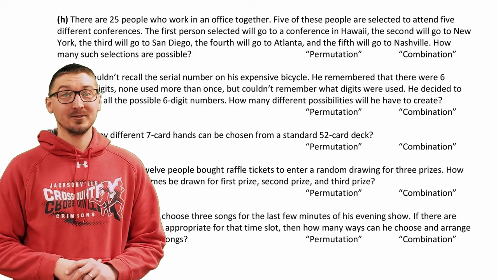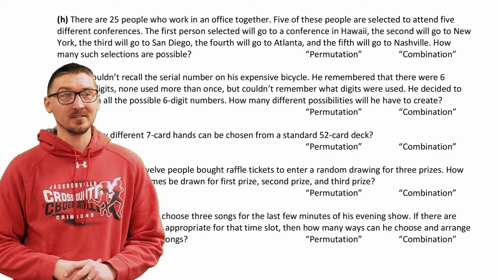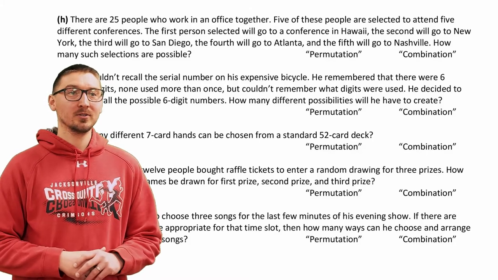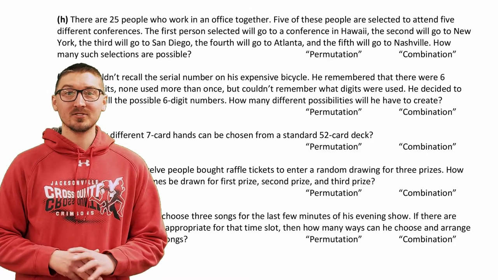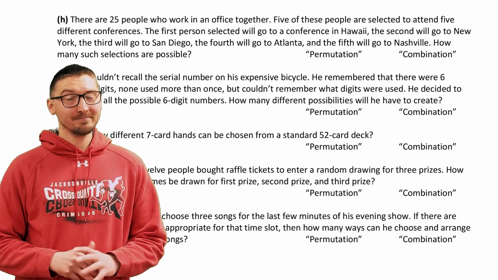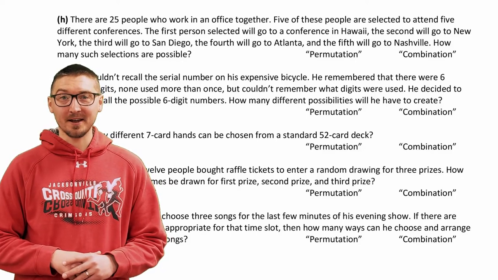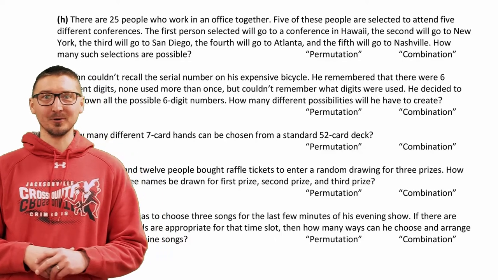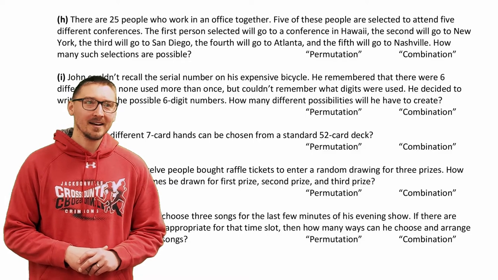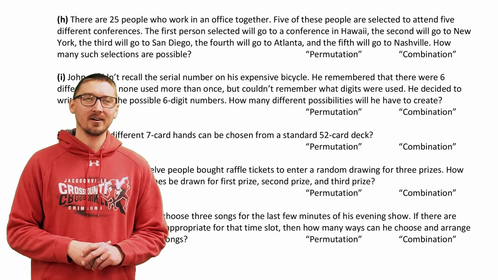On the next page, H, there are 25 people who work in an office together. 5 of these people are selected to attend 5 different conferences. The first person selected will go to a conference in Hawaii. The second person will go to New York. The third person will go to San Diego. The fourth person will go to Atlanta. And the fifth person will go to Nashville. Feel sorry for that person. They don't get any of the really cool spots. No offense, Nashville, but I'd rather go to Hawaii. How many such possibilities are there?